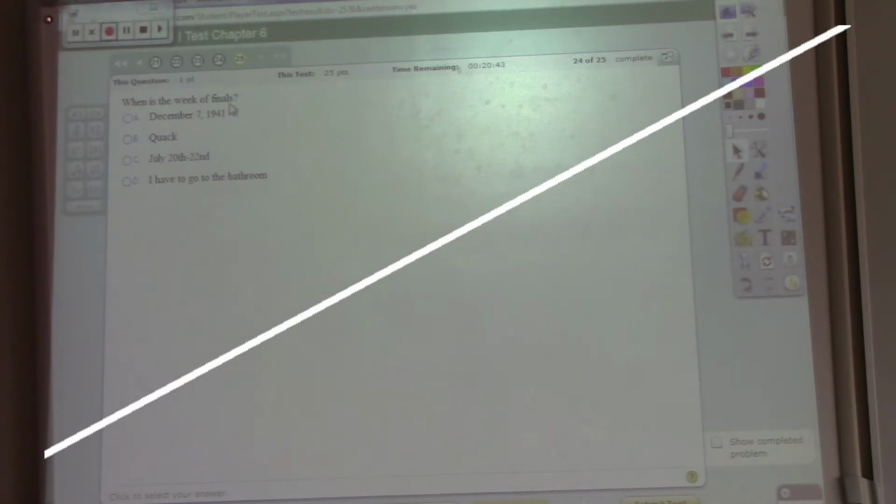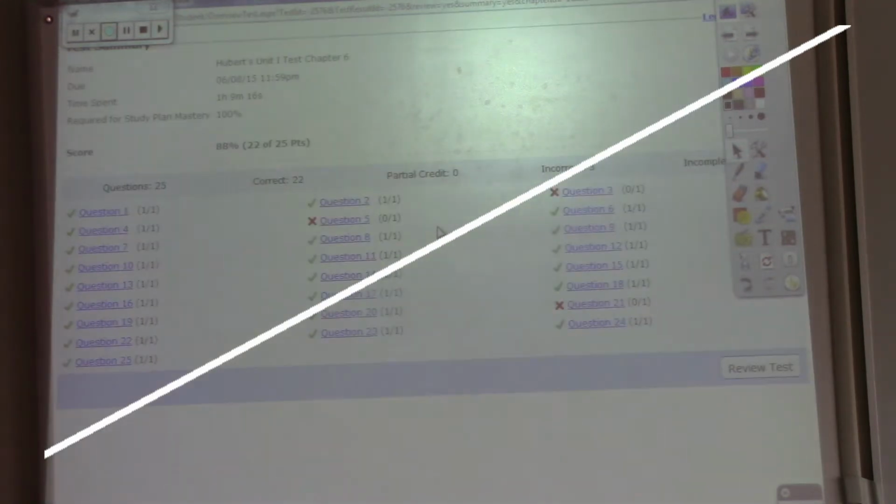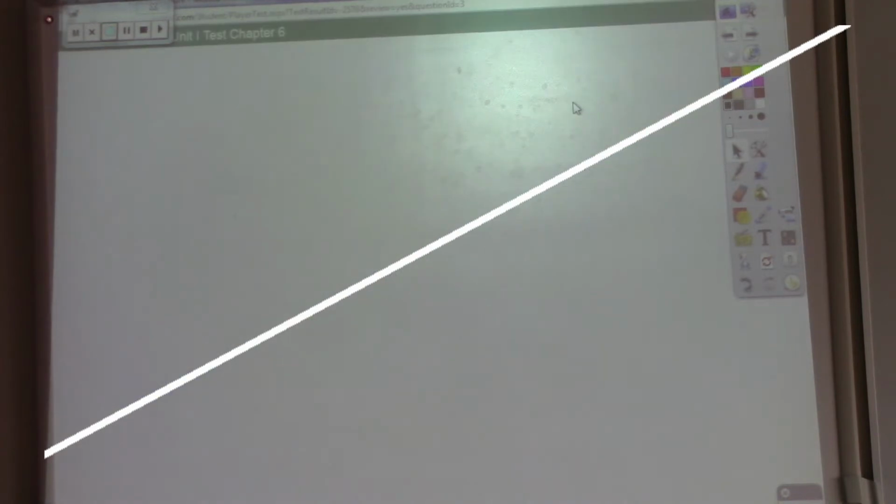When is week of finals for a 10-week session? B. It's the only possible answer? Yep. Great. Let's see how we did. We missed 3. It's probably something little like parentheses or something.